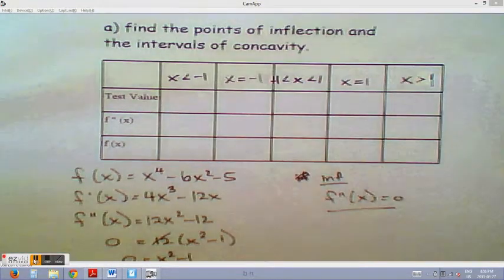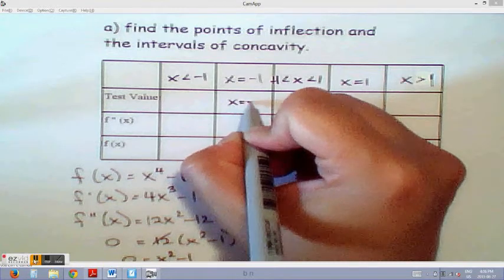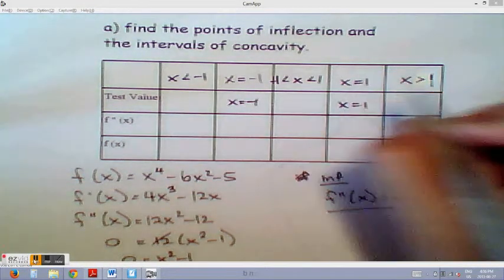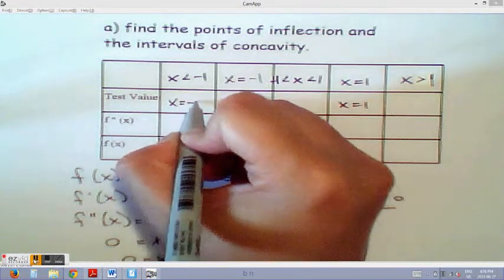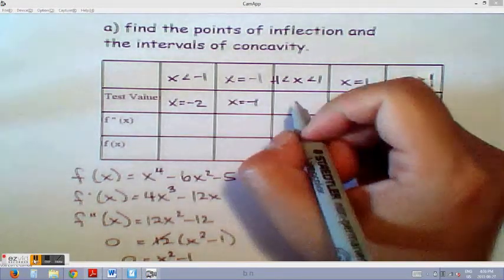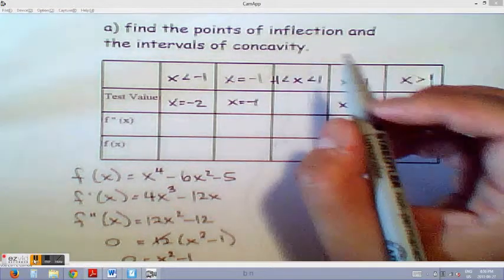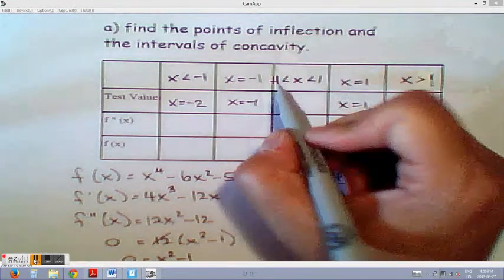We want to use test values. Here, we're going to use -1 and 1, and we'll say this is equal to -2. And of course, my favorite number, we're going to use 0.